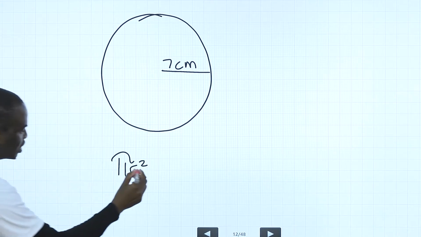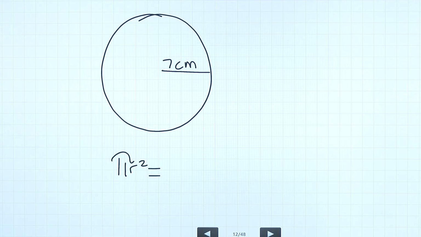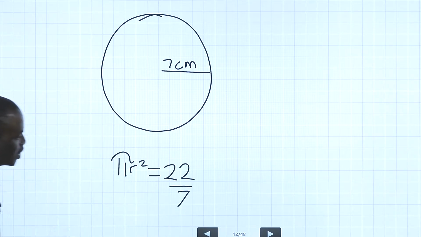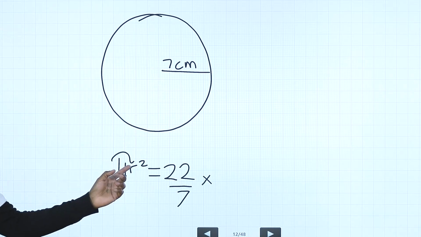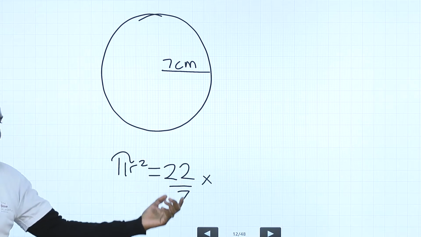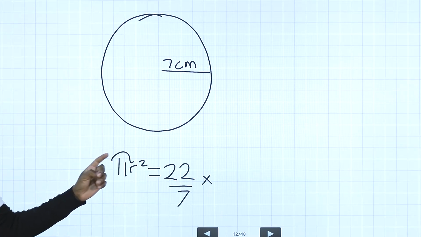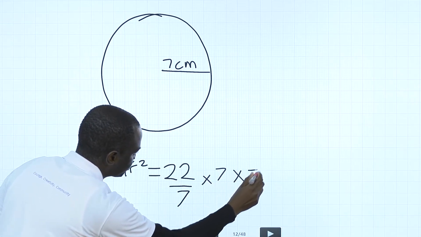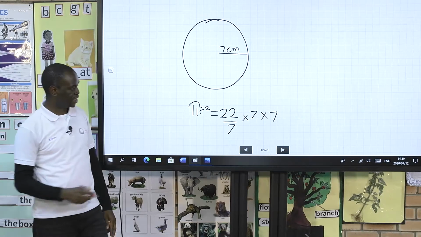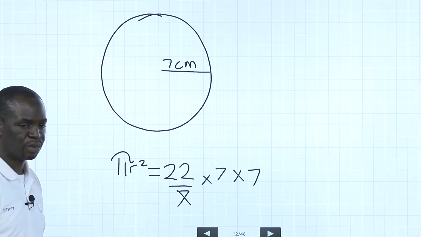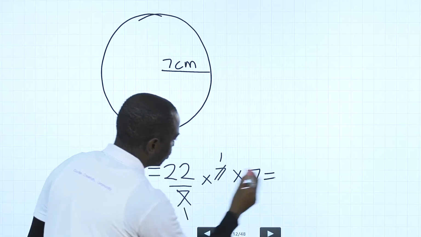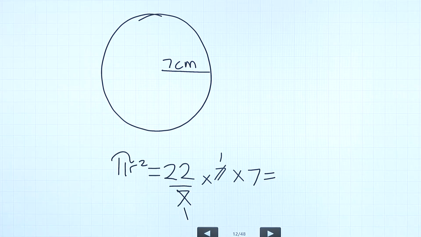So we are given already that 7 is a multiple. We write our equal sign there. Then we're going to write our 22 over 7, and then we put our multiplication sign. And then we come back to our r. Pi represents 22 over 7. r represents the 7 centimeters. So we multiply by 7 by 7. Okay, so when we reach this stage, we are going to now divide. 7 goes in there once. 7 there gives us 1. And then now we're going to multiply 22 times 1 times 7.